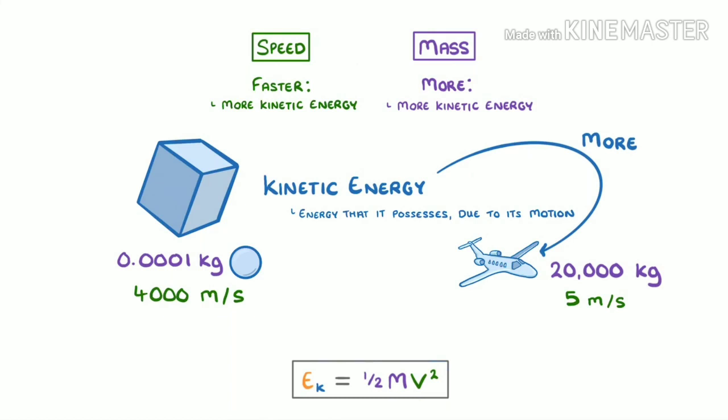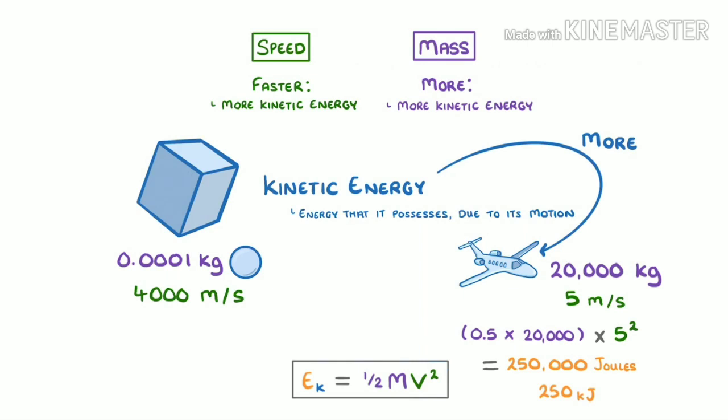For the plane, we do 1/2 or 0.5 times its mass of 20,000 kilograms times its speed of 5 squared. And remember, it's only the speed that is being squared, not the entire thing. So this will give us 250,000, which will be in joules because we measure energy in joules. And we can rewrite it as 250 kilojoules, as 1,000 joules is equal to 1 kilojoule.